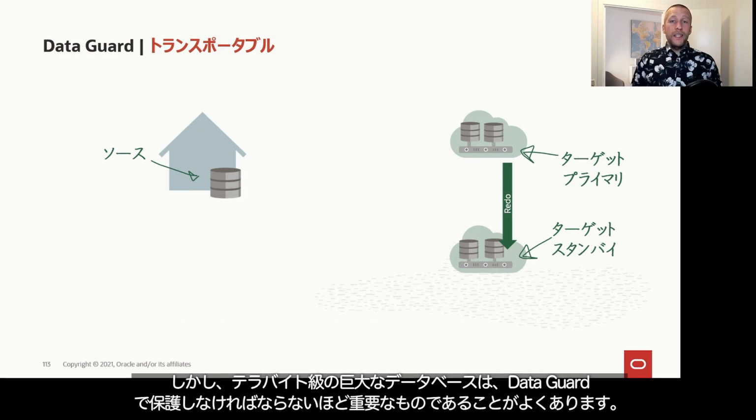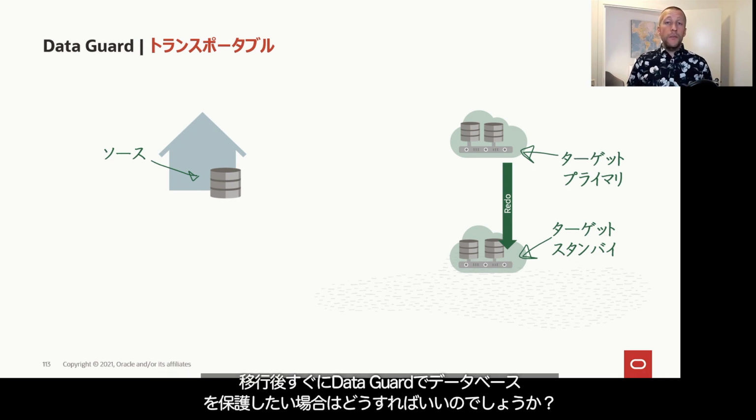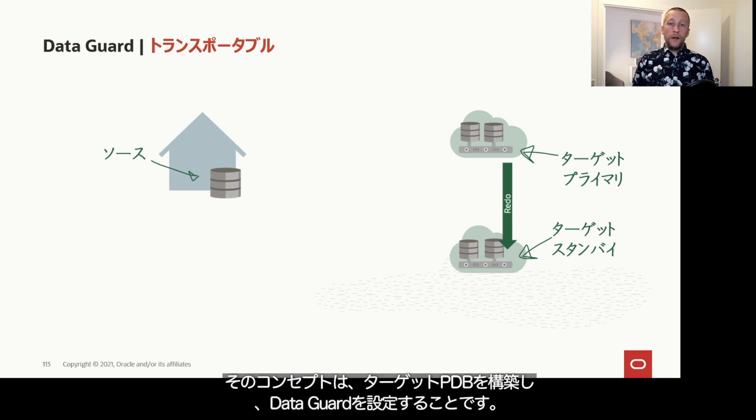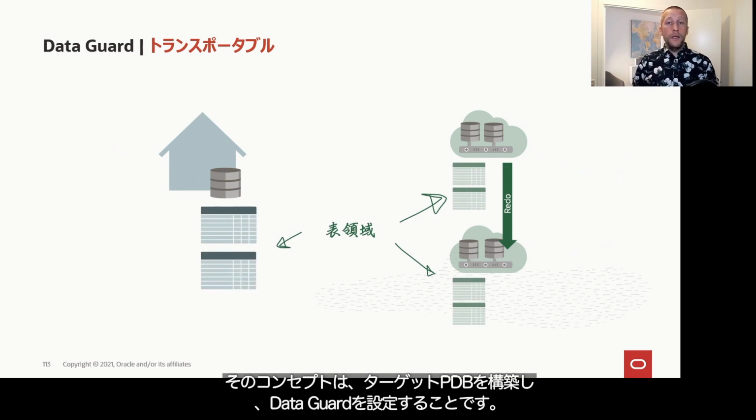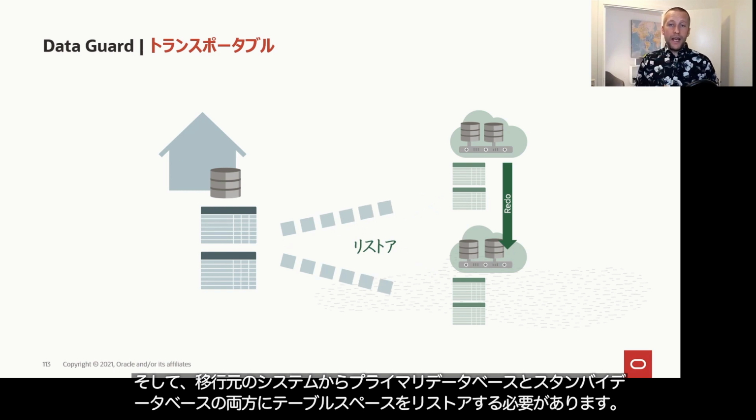But very often we see that those huge terabyte-sized databases are also so important that they have to be protected by Data Guard. You could build the standby database after the migration, but it'll prolong the downtime window that we need. What if you want your database to be protected immediately after the migration with Data Guard? Well, you can do that. And the concept is that you build your target PDB, you configure Data Guard already, and then you need to restore the tablespaces from the source system to both the primary database and the standby database.